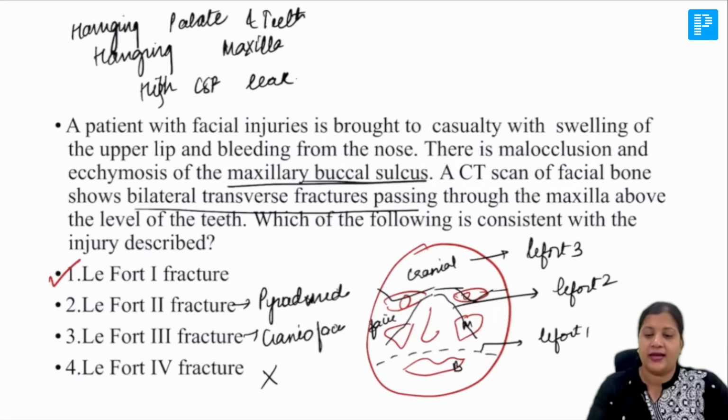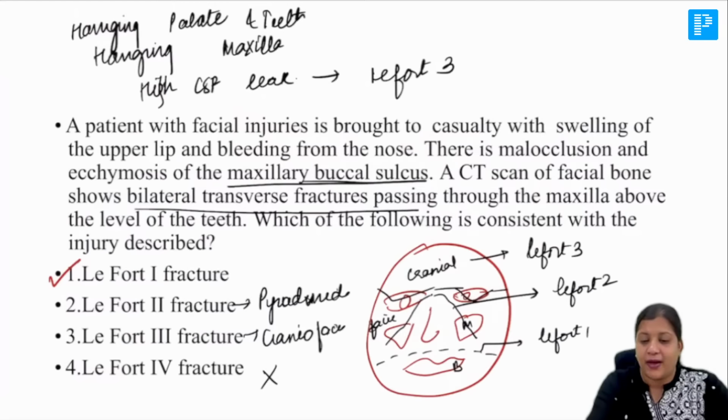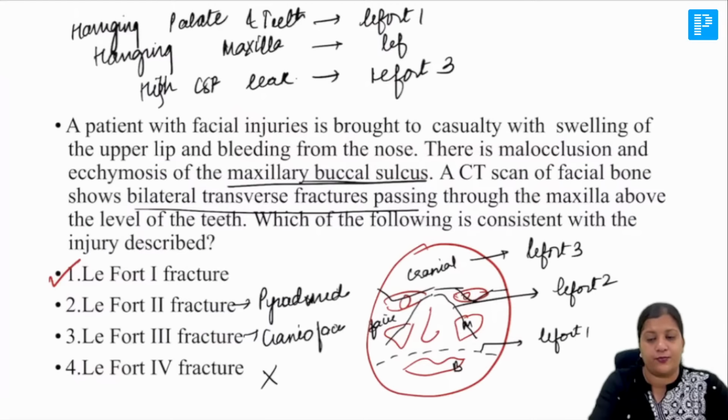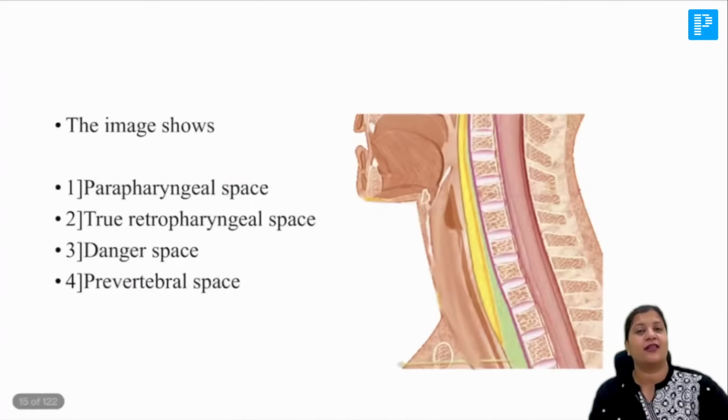Yes. The highest risk of CSF leak is in Le Fort 3 fracture. Hanging maxilla, hanging palate is seen in Le Fort 1. Hanging maxilla is seen in Le Fort 2. Correct? Yes, so this is about Le Fort fractures and the maxillary fractures, right? Now let's go to the image.